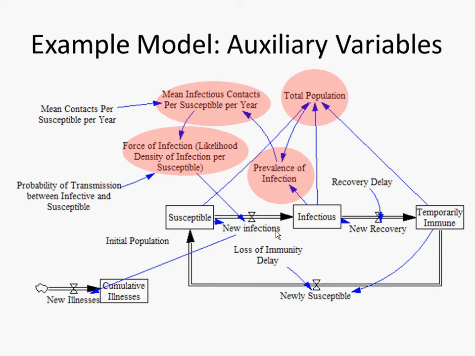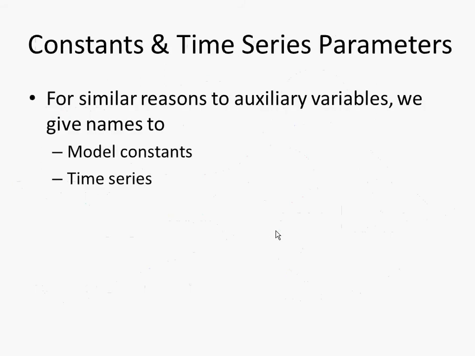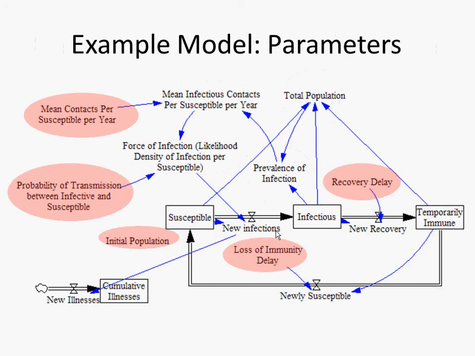We often will give names to these quantities, and moreover, we'll give names to constants that we use, or to time series that we refer to. So we'll give a name, for example, as a model constant to some assumption about how quickly people recover, how long they stay sick. We'll see how this functions in the model in another probably two lectures, and we'll see this loss of immunity delay, how that's represented. But fundamentally, these are numbers.